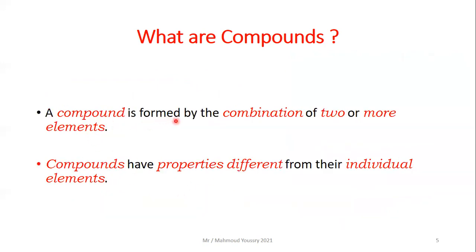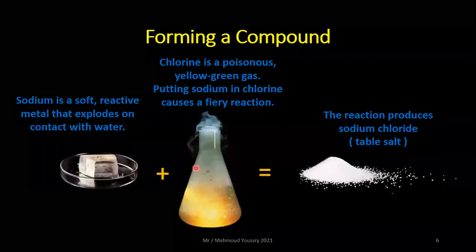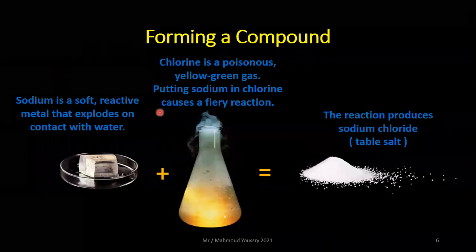A compound is formed by the combination of two or more elements. Compounds have properties different from their individual elements, as we saw with sodium chloride. This is the formation of a compound.